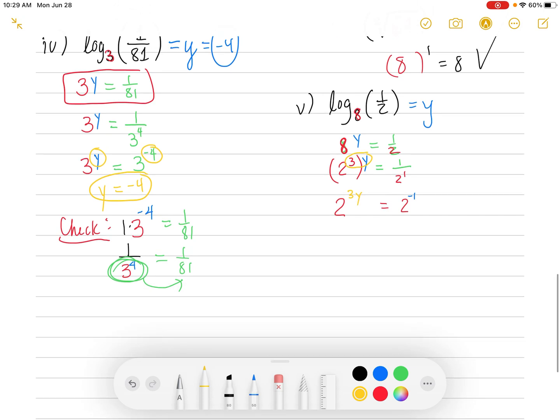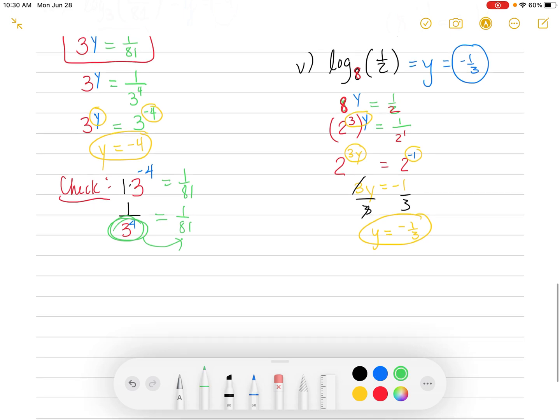Now, on the left side of the equation, we can multiply the 3 and the y using your property of exponents. You get 2 raised to the 3 times y. So we're going to set the 3y equal to the negative 1, since everything matches. We have 2 to some power and 2 to some power. So we set 3y equal to negative 1 and divide both sides by 3. The 3's cancel on the left, and you have y equals minus 1 over 3. So your exponent is minus 1 over 3. Oh, your logarithm is minus 1 over 3.